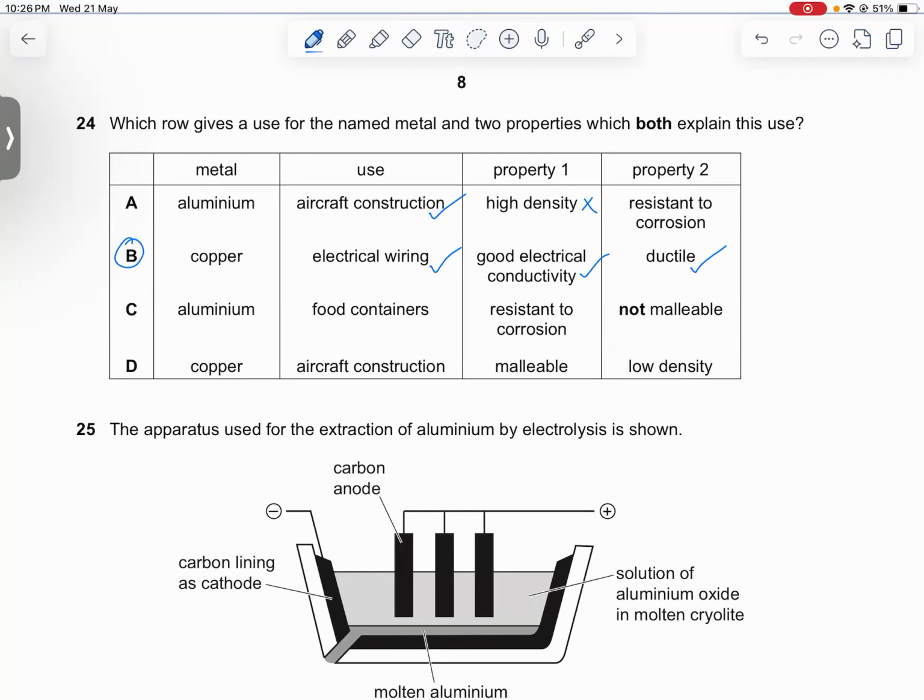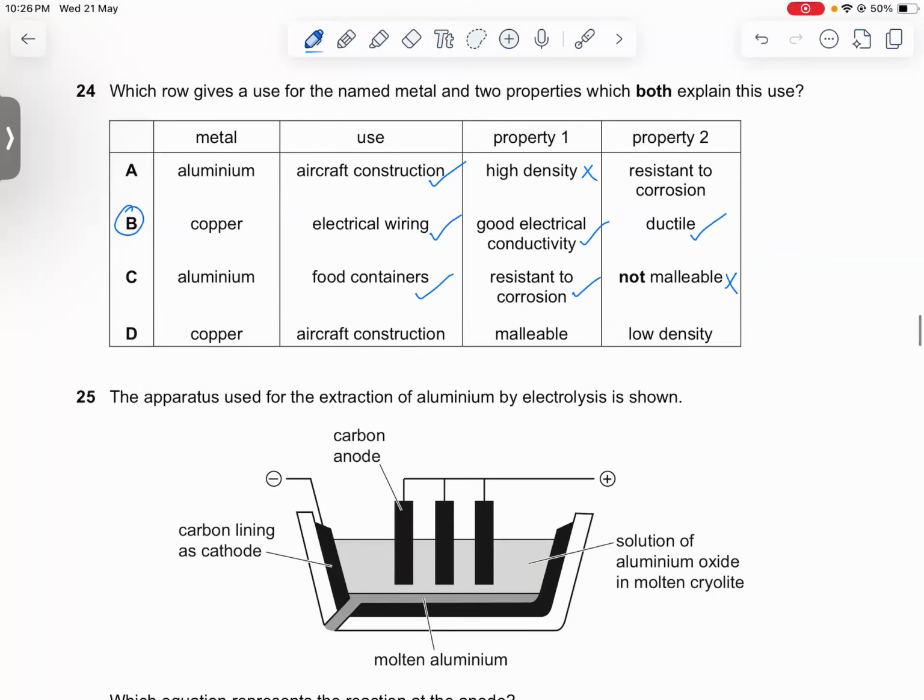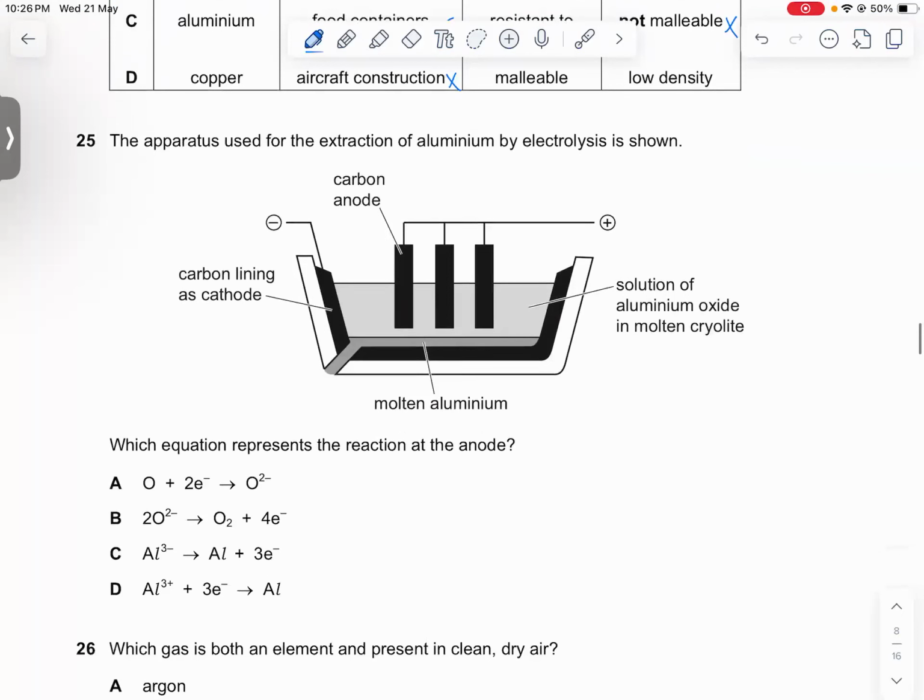But let's look at others. Aluminum, is it used in food containers? Yes. Is it resistant to corrosion? Yes. Is it not malleable? That is wrong. It is malleable. Copper, is it used in aircraft construction? Wrong. All right. So B was the correct answer.